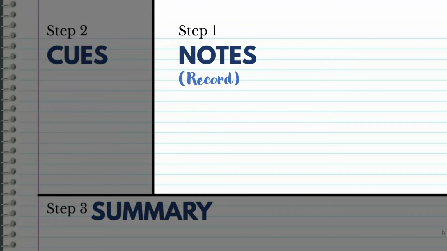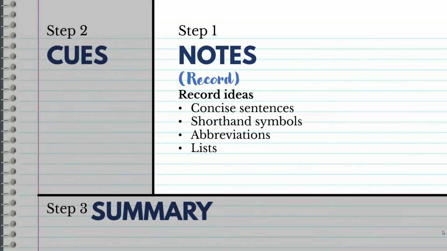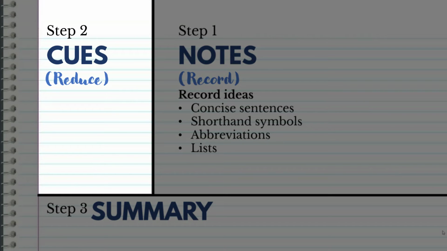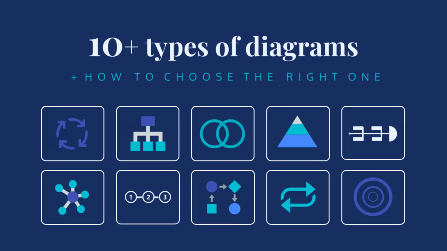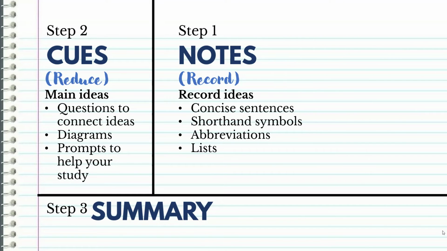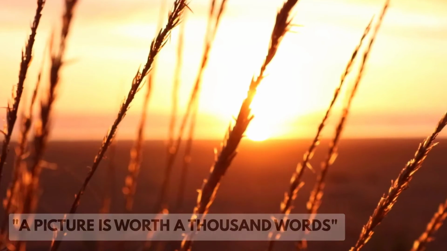Next, we record the points that you have: you record the ideas, concise sentences, shorthand symbols, abbreviations, and lists. Next, for the cues, this is the part where you start to reduce and concentrate on the main ideas. That is, to find questions to connect ideas, draw diagrams, which help you see very quickly, and prompts to help you in your study, in this case, in your planning. So the diagrams could be an excellent tool for you to recognize instantly and cue in on what you need to say, especially during your plan response. You may not have time to scan through all the different sentences.